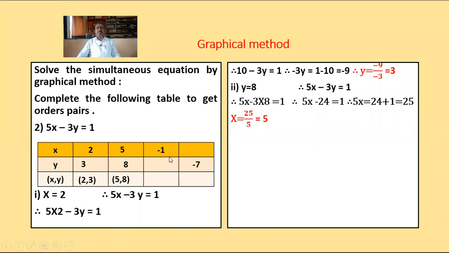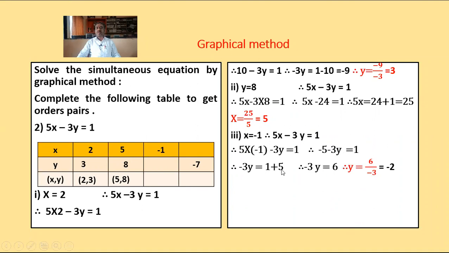For the third coordinate point, x is equal to minus 1. 5x minus 3y is equal to 1. Substitute the value: 5 into minus 1, minus 3y is equal to 1. 5 into minus 1 is minus 5, minus 3y is equal to 1. Minus 5 goes to the RHS, then you get plus. Minus 3y is equal to 1 plus 5. Minus 3y is equal to 6. Therefore, y is equal to 6 upon minus 3. 3 2s are 6. Therefore, y is equal to minus 2. We get the third coordinate as minus 1, minus 2.